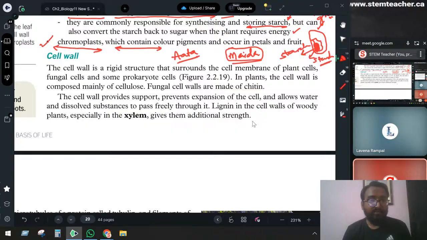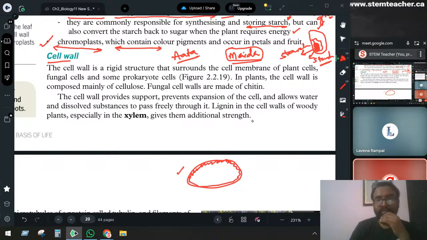Next, cell wall. Cell wall is a rigid structure that surrounds the cell membrane. If this is the cell, inside is the cell membrane, and the outside is the cell wall. The cell wall surrounds the cell membrane of plants, fungal cells, and some prokaryotic cells. It is available in all these things. I think it is not available in animal cells.